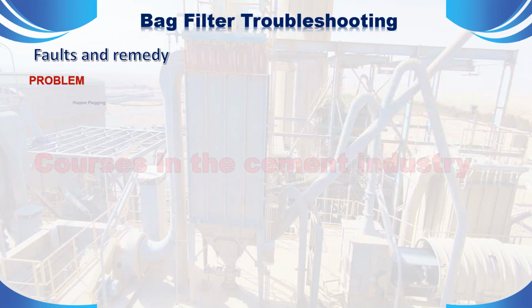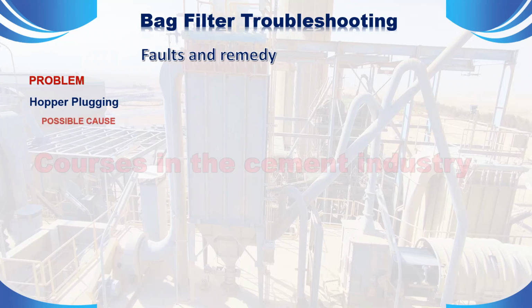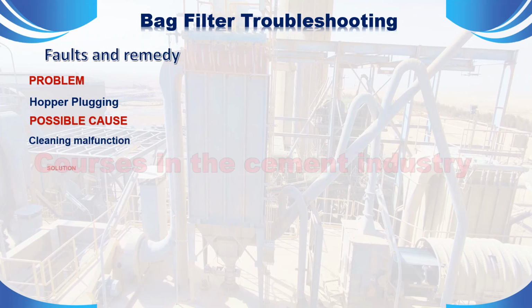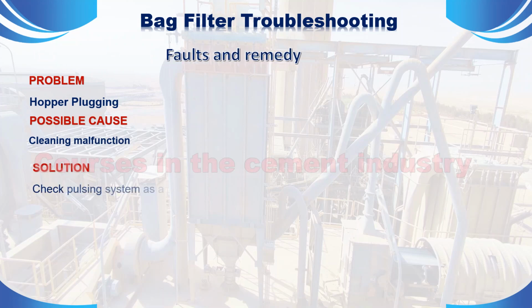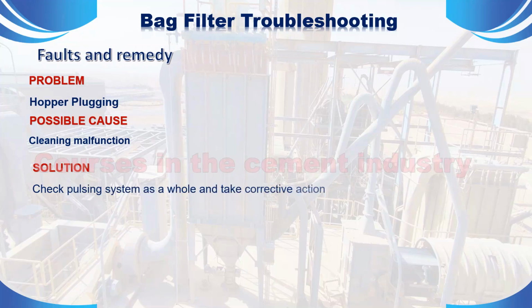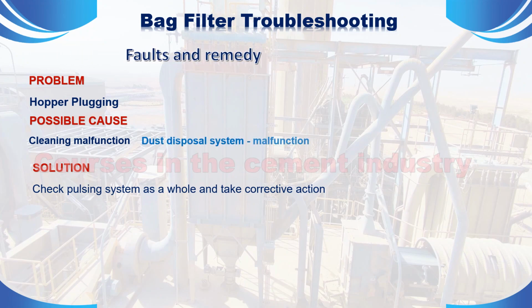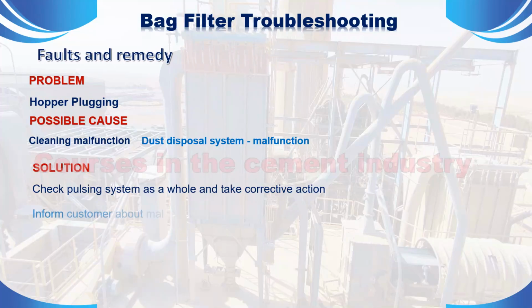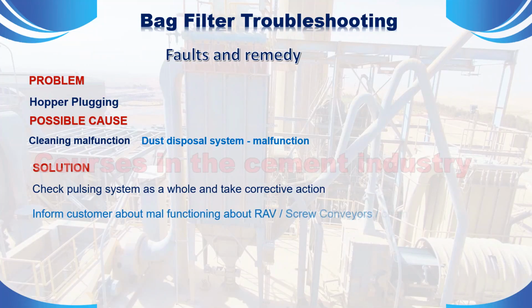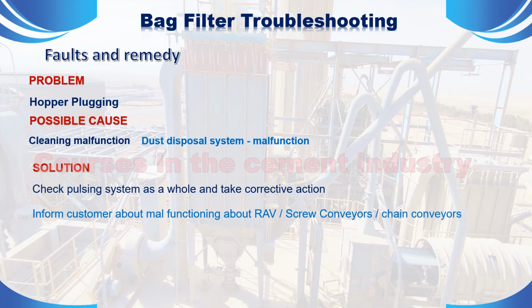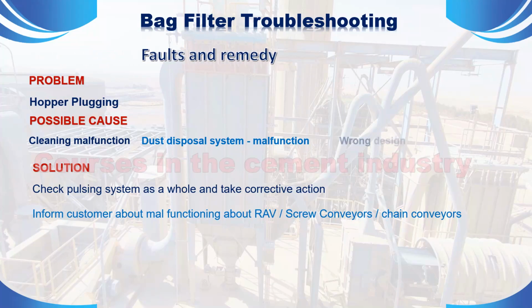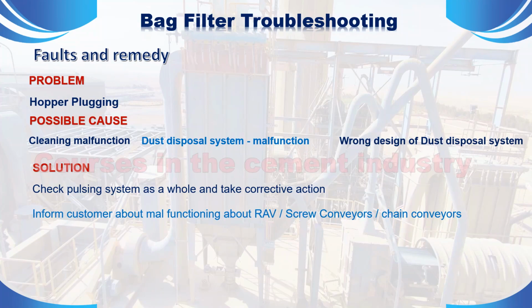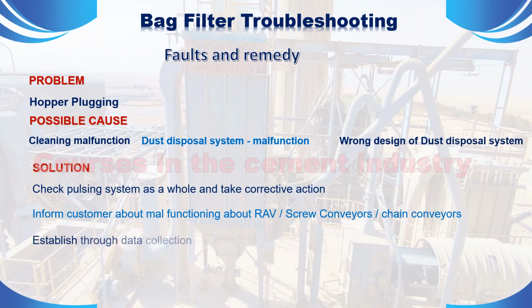Problem: hopper plugging. Possible causes: 1. Cleaning malfunction. Solution: check the pulsing system as a whole and take corrective action. 2. Dust disposal system malfunction. Inform the customer about malfunctioning of the rotary airlock valve, screw conveyors, and chain conveyors. 3. Wrong design of dust disposal system. Establish through data collection.